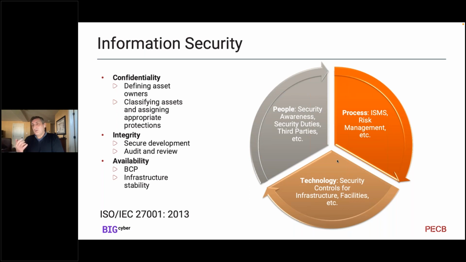Integrity, things like secure development life cycles. I do this all the time. I've written a few of these secure development life cycles for organizations, large to small. But if you're building bad code that's not secure and you're putting it out there for people to use, you're actually creating liability for yourself and making your product less reliable as well. So secure development life cycles, auditing and reviewing on the integrity of your systems and your processes, your data as well, making sure everything has been audited and reviewed on a regular basis. Availability, things like BCP and infrastructure stability are important here.